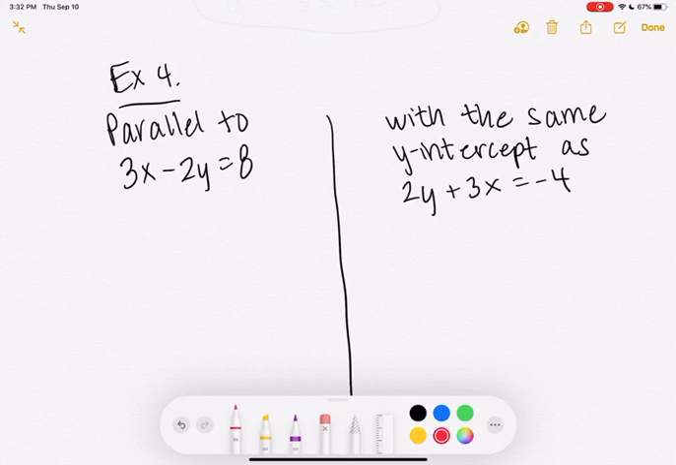Me neither. So what we're going to do to start, the very first thing I want you to do is put both of them into slope-intercept form. Okay, so that's the y equals mx plus b. So do some work on that, hit pause, come back when you're ready.